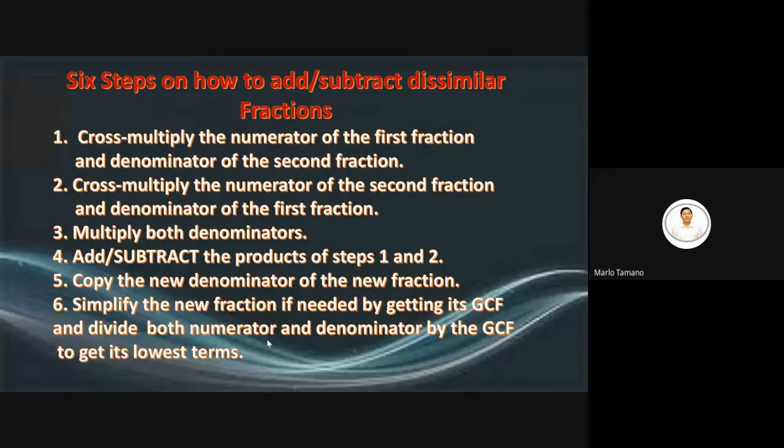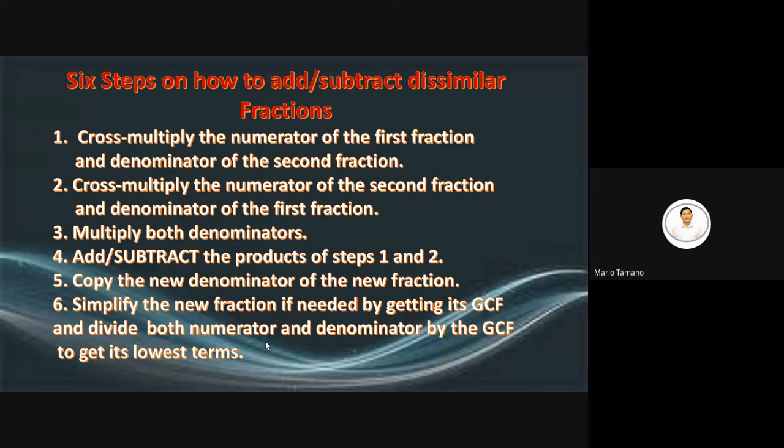There are 6 steps on how to add or subtract dissimilar fractions. Medyo marami po itong explanation ng aking ginawa. Cross-multiply the numerator of the first fraction and denominator of the second fraction. The second one, cross-multiply the numerator of the second fraction and the denominator of the first fraction. Cross it. Ito pa yung gagawa kayo ng parang butterfly.